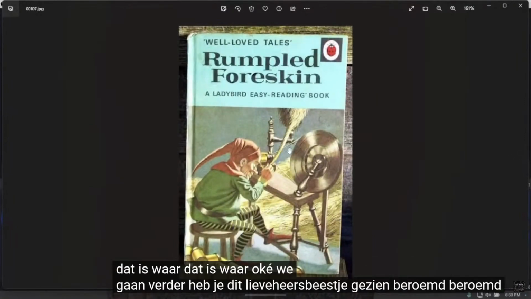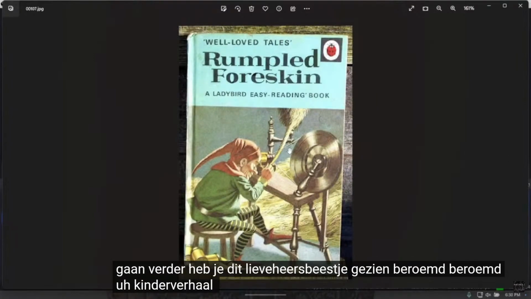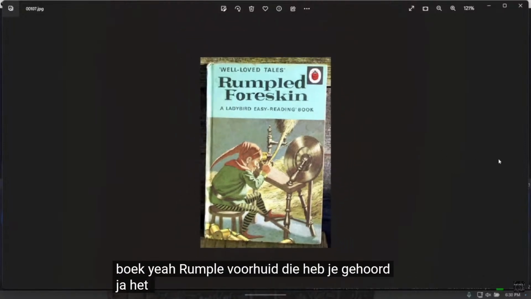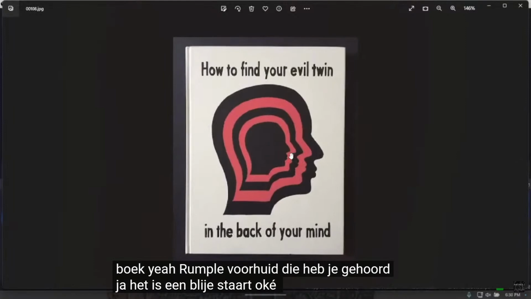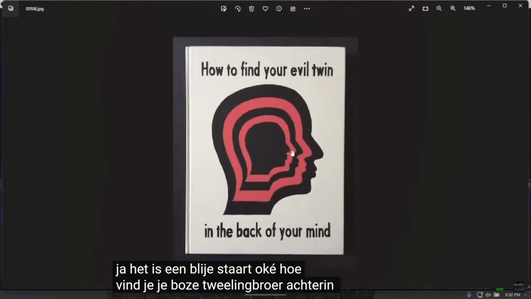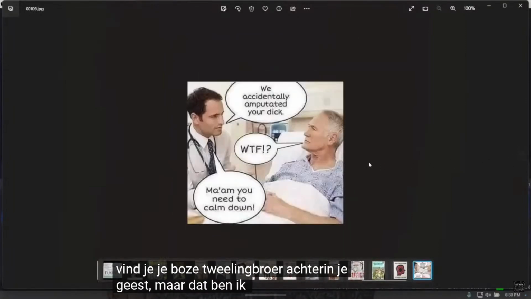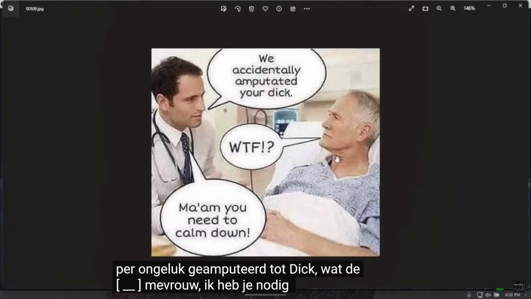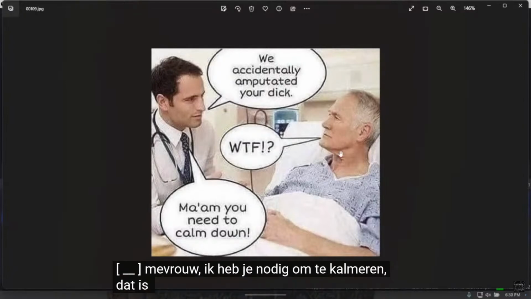Have you seen this Ladybug? Famous children's tale. Ladybird book? Yeah, Rumple Foreskin. Have you heard that one? Yeah, it's a happy tale. Okay, how to find your evil twin in the back of your mind. That's not me, though. Okay, we accidentally amputated your dick. What the fuck? Ma'am, I need for you to calm down. That's terrible. Oh my God, it's terrible.